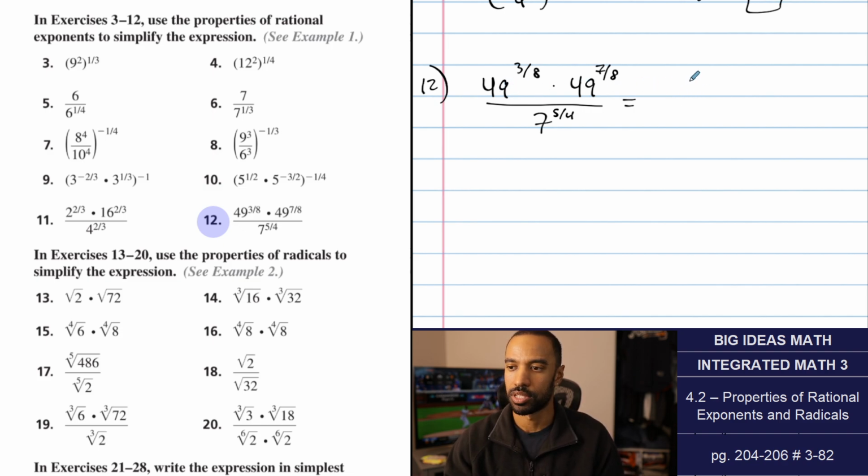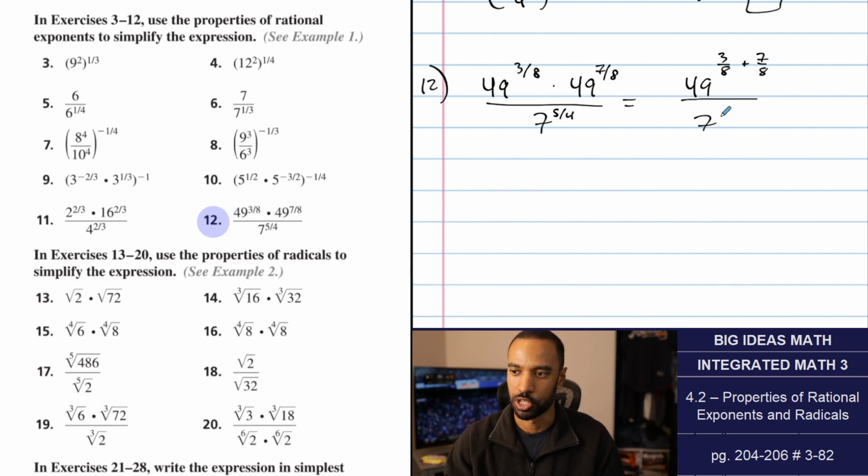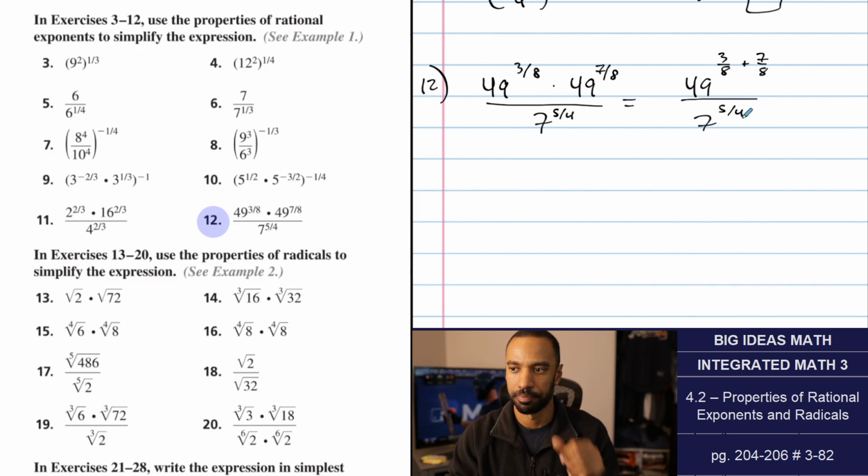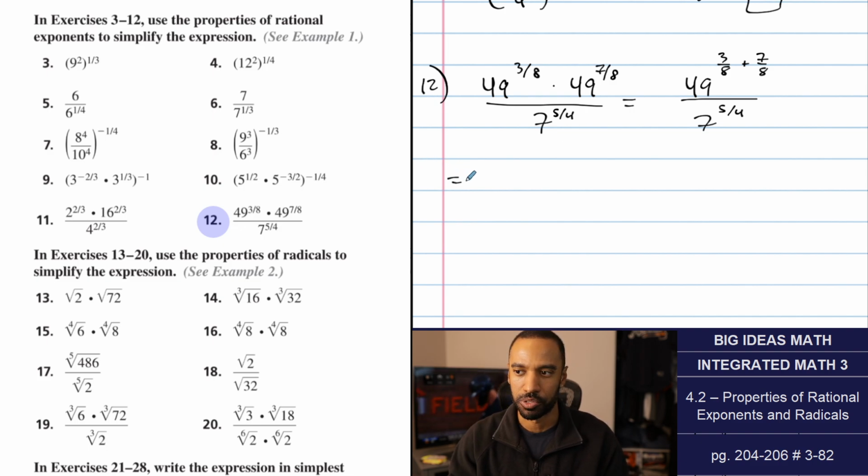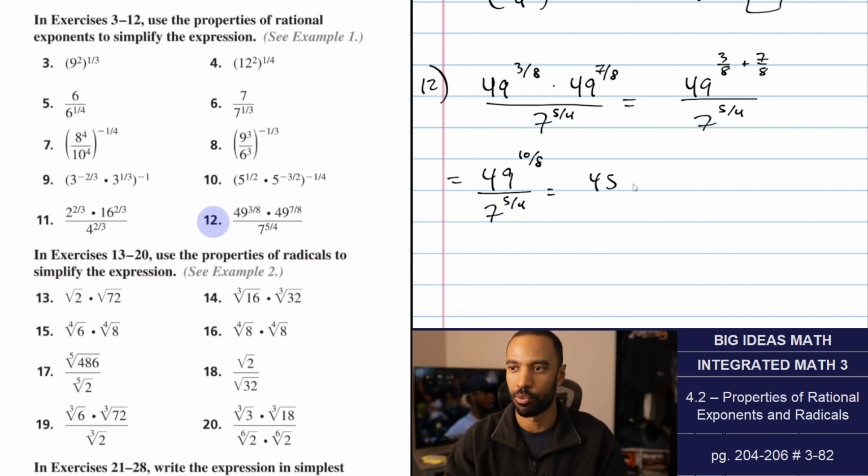So I'm going to start with this: keep the base, add the exponents. Let's just leave this one alone on the bottom for a second. 3/8 plus 7/8 is 10/8. Oh, that's what happens, this fraction reduces. 49 to the 10/8 power, which reduces to 49 to the 5/4 power. And this is over 7 to the 5/4. Okay, so now they're the same, right?